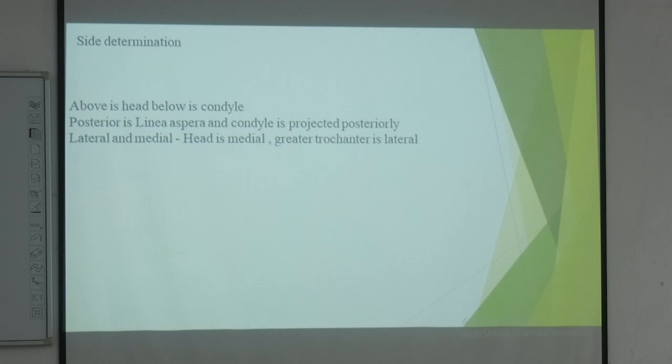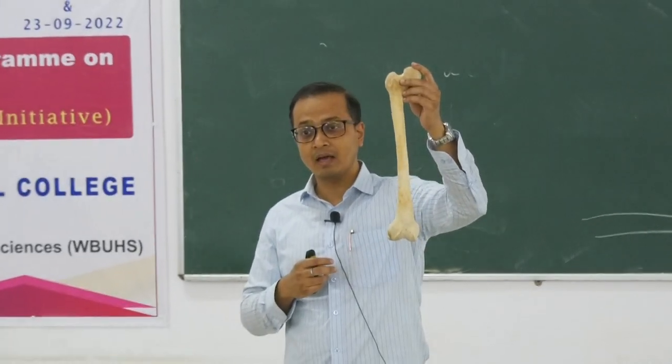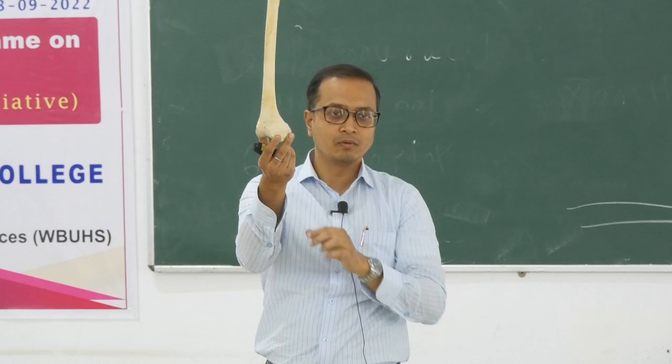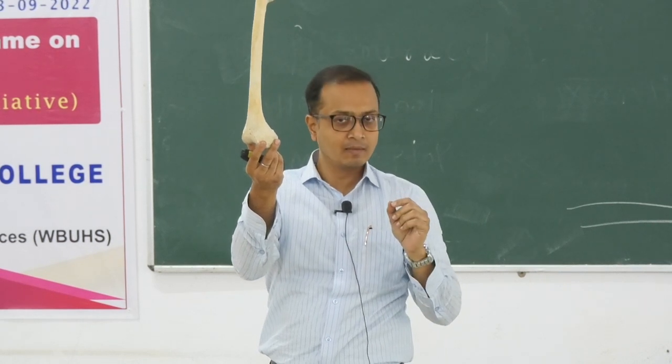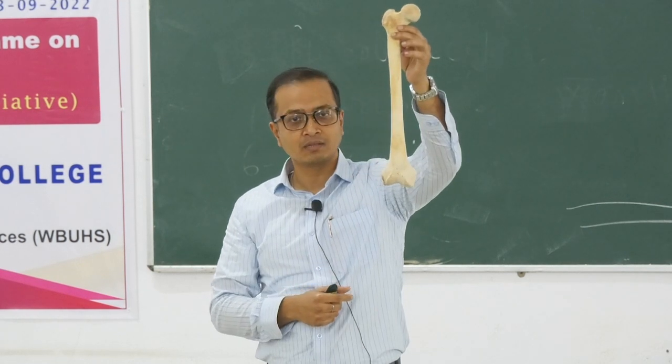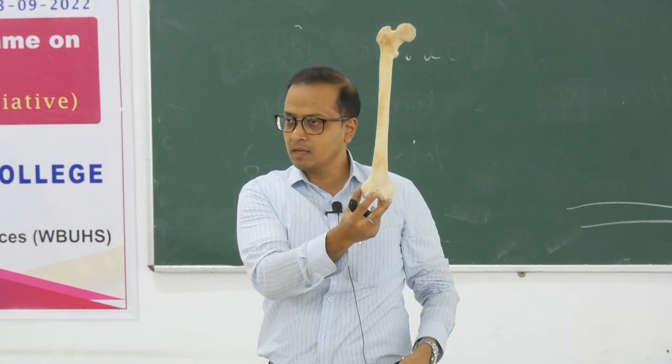Upper end, lower end. How do you know the upper end? We have the head at the upper end. So, the head should be placed above. And this particular projected downwards part, which we call the condyles, will be downside. So, this is decided. This will be the upper side, lower side.